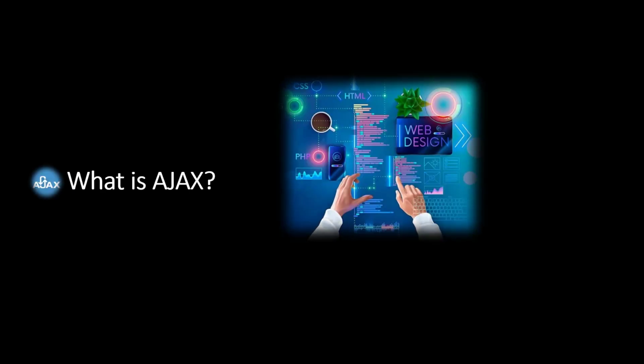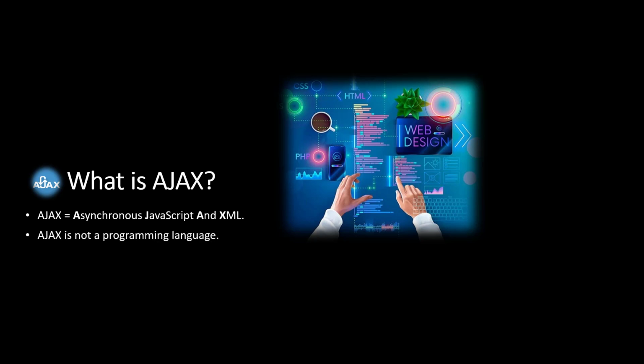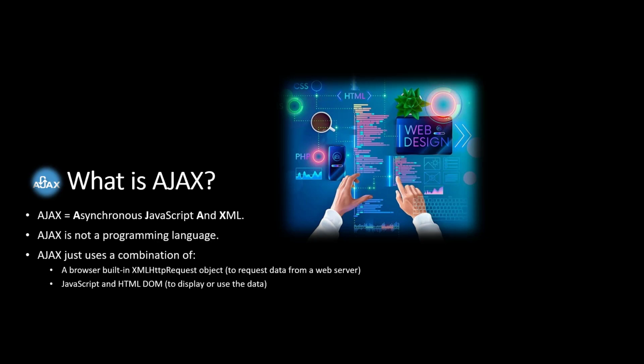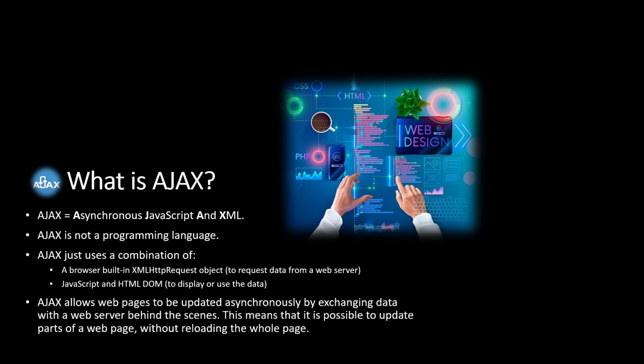What's AJAX? AJAX, or Asynchronous JavaScript and XML. AJAX is not a programming language. AJAX just uses a combination of a browser built-in XMLHttpRequest object to request data from a web server, and JavaScript and HTML DOM to display or use the data. AJAX allows web pages to be updated asynchronously by exchanging data with a web server behind the scenes. This means that it's possible to update parts of a web page without reloading the whole page.